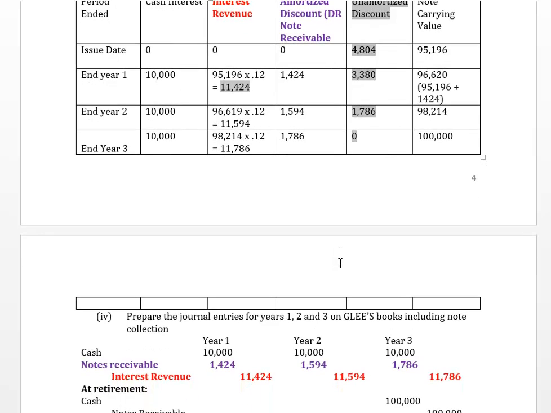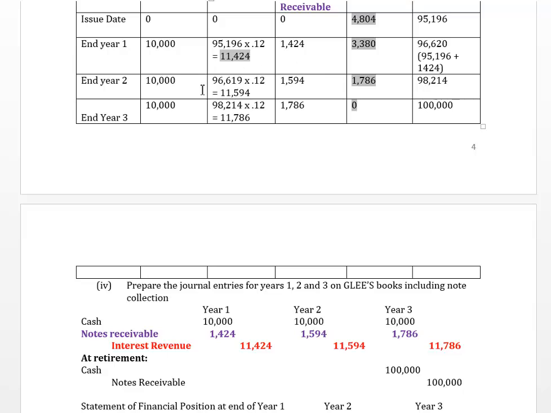And I'm going to do the same thing for each period. I'm going to take what's on my table. So in year 2, I'm going to take $10,000 as my cash that I receive as Glee. I'm going to also debit my note receivable to increase it. And I'm also going to credit my interest revenue, $11,594 in year 2. Year 3, similar thing. I debit cash, I debit my note receivable, and I credit my interest revenue.